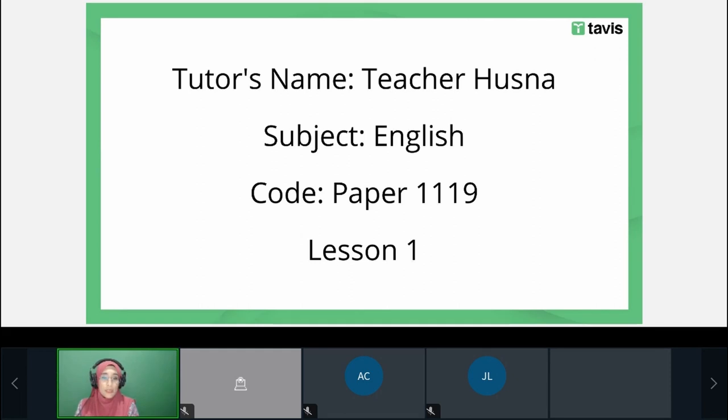So for today, I will be teaching you one skill. As you all know, English has four skills, right? They are reading, writing, listening and speaking. So for today, I will only focus on one skill and only one part of this particular paper, because I do not want everybody to be confused about what to do with each part of the papers that you will be doing later on for your SPM.